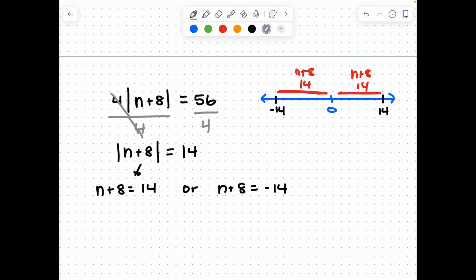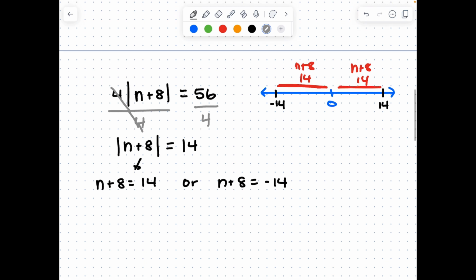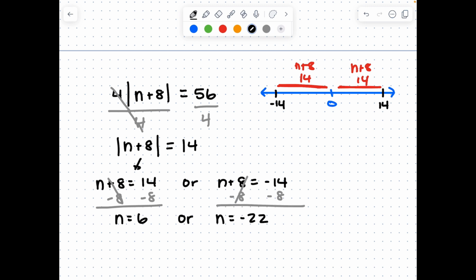And then we've done the hard part already, really: isolating your absolute value first and then analyzing what this means for our distance. Now we just need to subtract 8 a couple of times. So on that first one with our positive 14, we're going to end up with n could be 6. Or if we go in the negative direction, we're still going to subtract that 8, but that would give us that n equals negative 22.